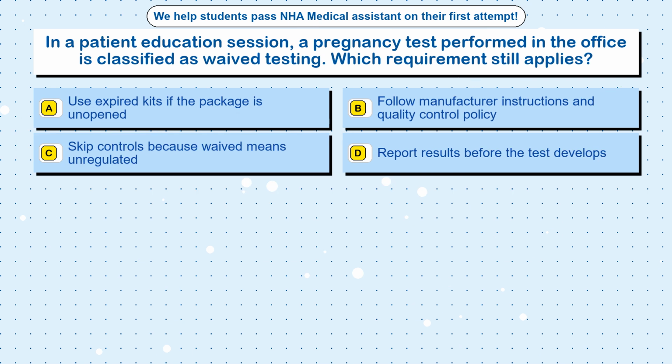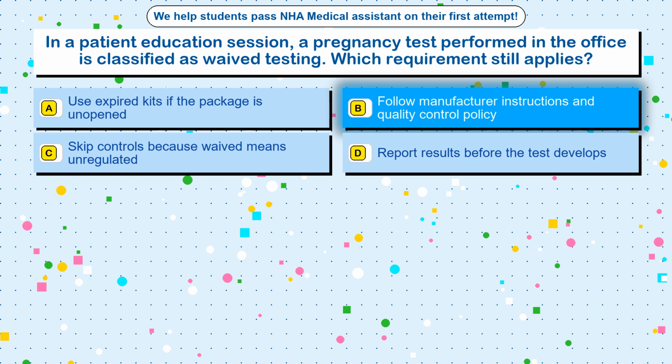Question 54. In a patient education session, a pregnancy test performed in the office is classified as waived testing. Which requirement still applies? Option A, use expired kits if the package is unopened. Option B, follow manufacturer instructions and quality control policy. Option C, skip controls because waived means unregulated. Option D, report results before the test develops. The correct answer is option B, follow manufacturer instructions and quality control policy.